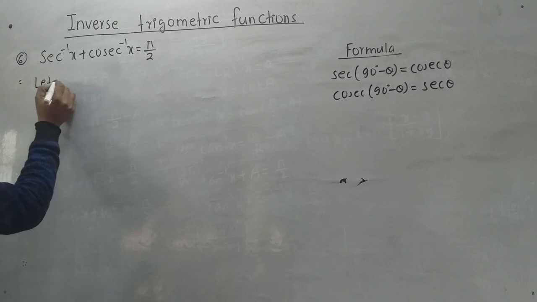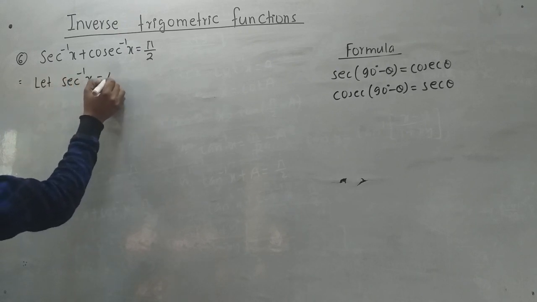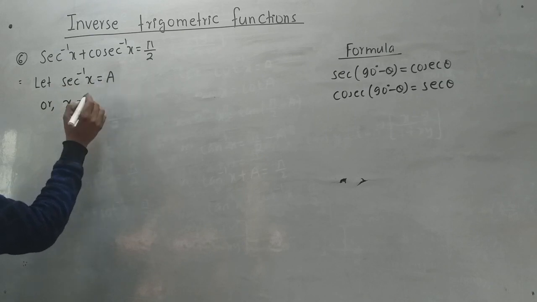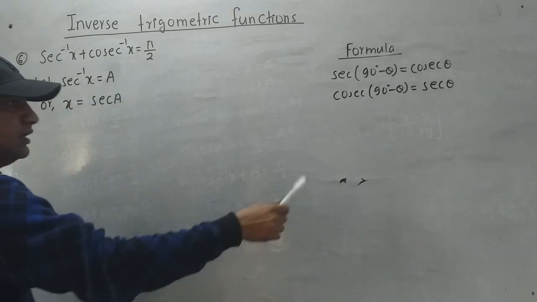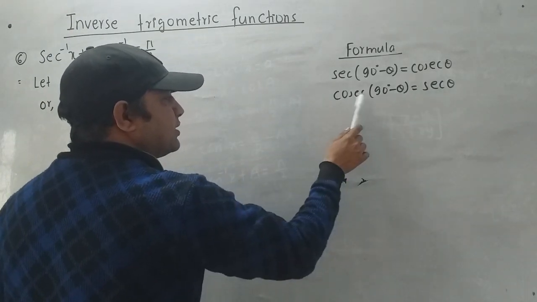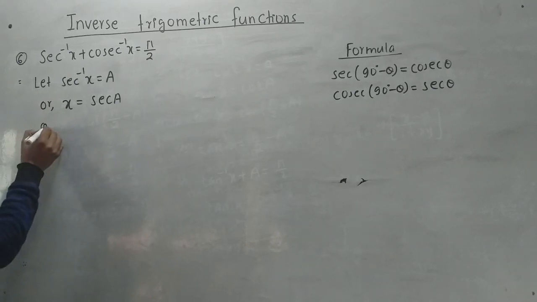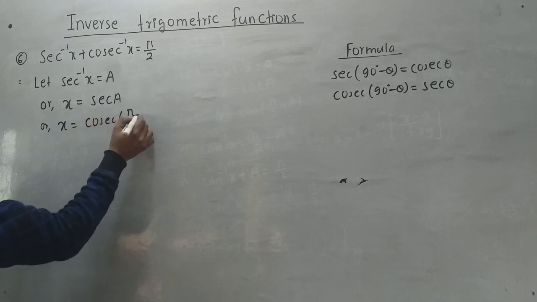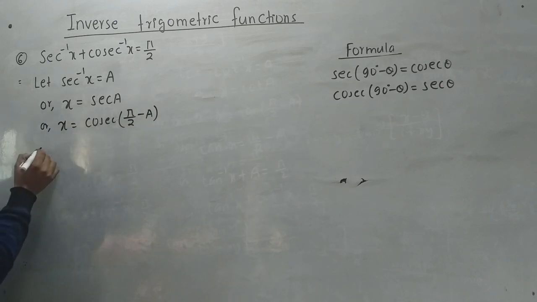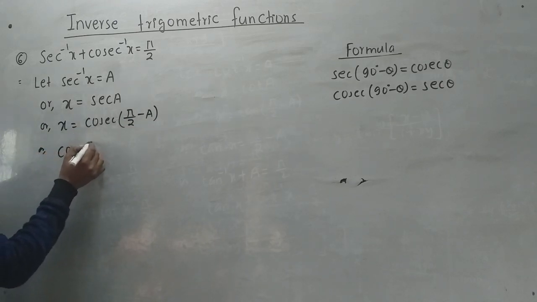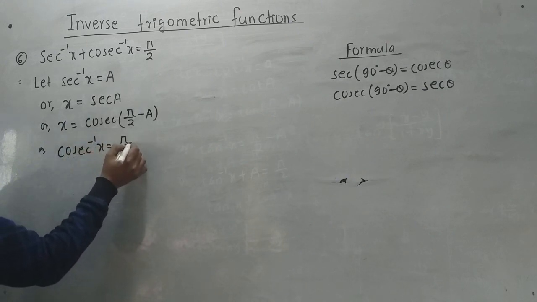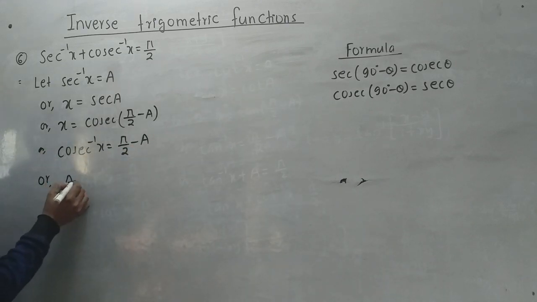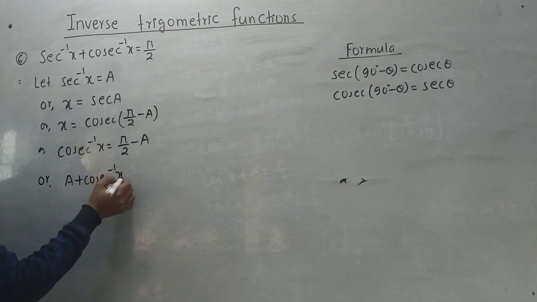So let sec inverse x equals angle A, or x equals sec A. Now for sec theta you can replace that by cosec 90 minus theta, so x equals cosec pi by 2 minus A. So cosec inverse x equals pi by 2 minus A. Minus A you take to the left hand side, or A plus cosec inverse x equals pi by 2.